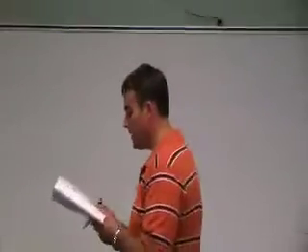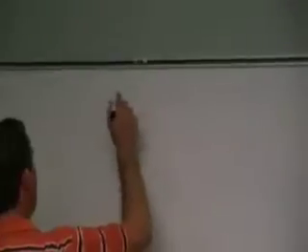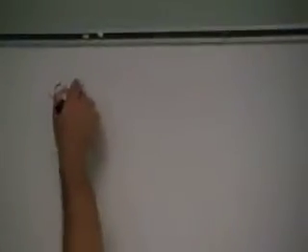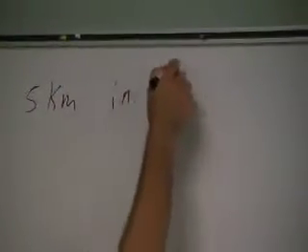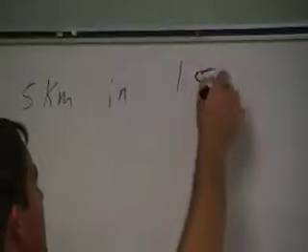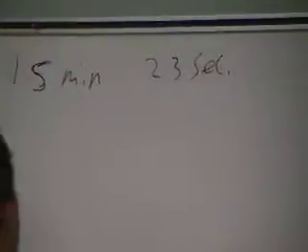All right, so page 43, number 24. Here's what it says. A competitive college runner ran a 5K race in 15 minutes, 23 seconds. What was her pace in miles per hour? So she ran 5 kilometers in 15 minutes, 23 seconds. And I'm here to tell you I am a runner, and that would be competitive. That is for sure.